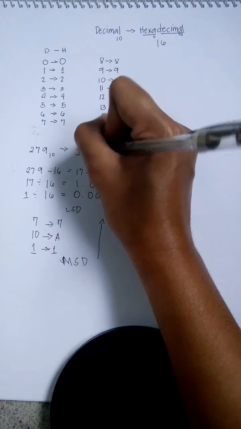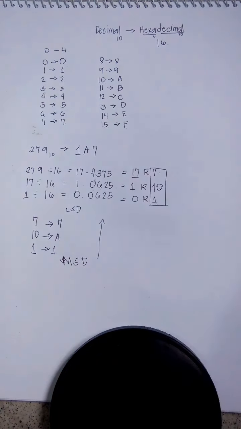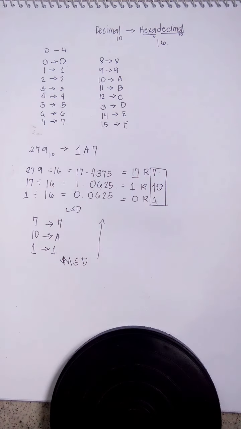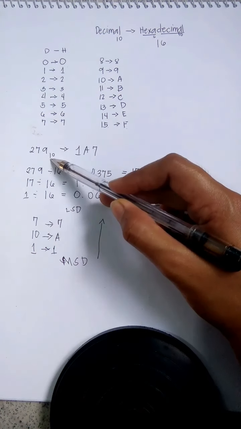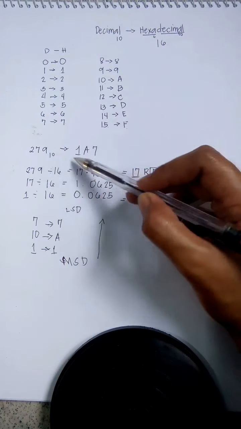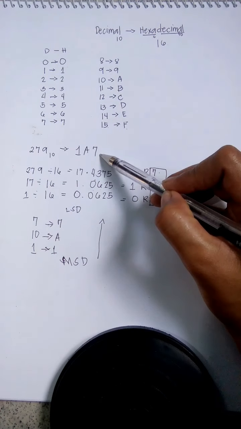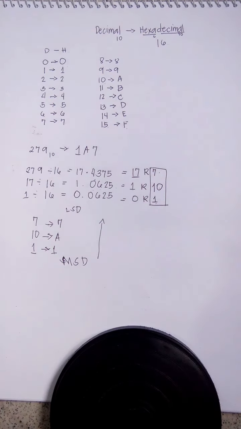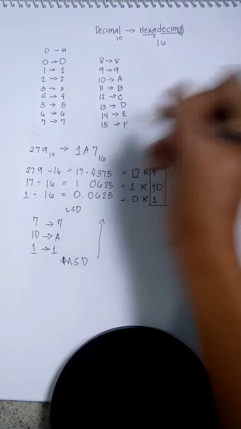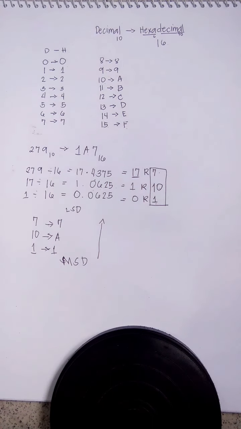1, A, 7. So therefore, 279 in the base 10 system as a decimal is 1A7 as a hexadecimal, so we can write a subscript of 16 to indicate that this is a hexadecimal number.